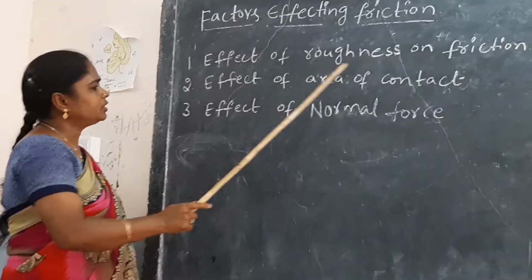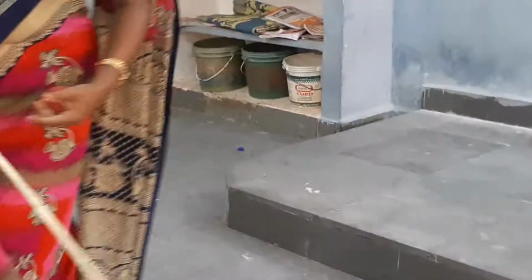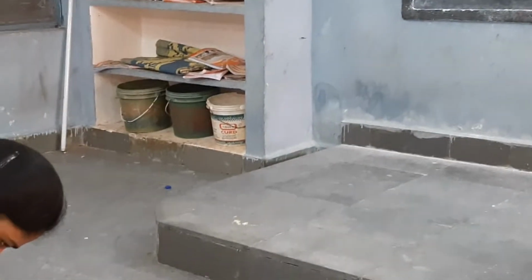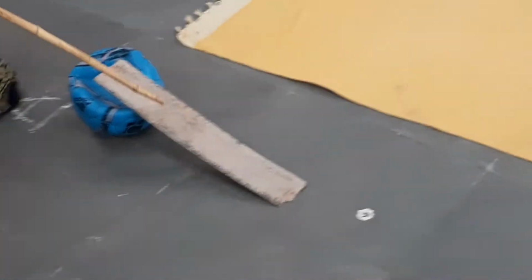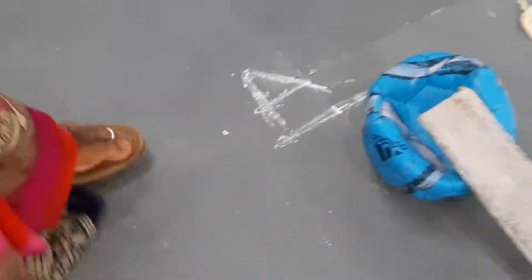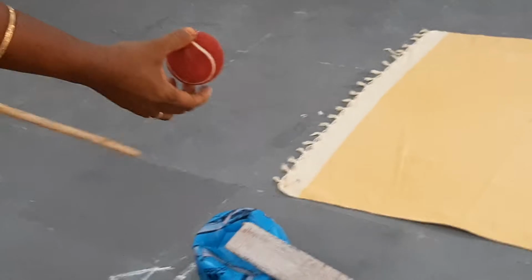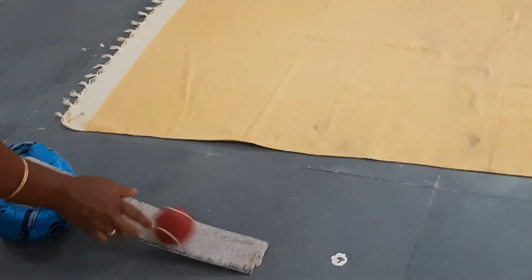In the first one, effect of roughness on friction, in your textbook, one activity is there. That is, we take one wooden board and arrange an inclined plane and make this point A. Now, take a bar, move down on the inclined plane.